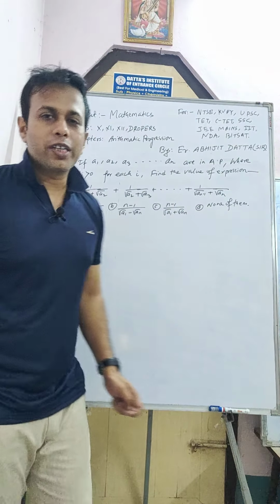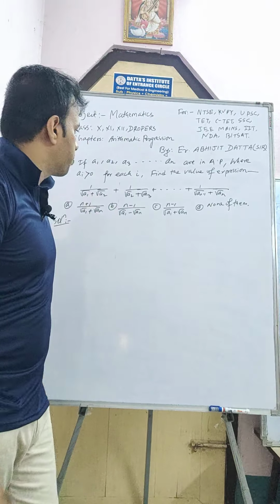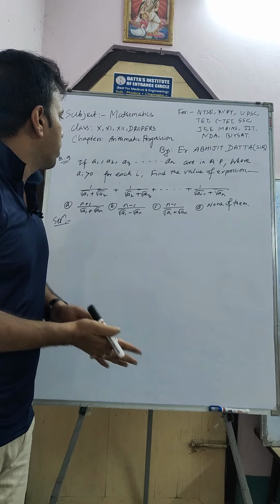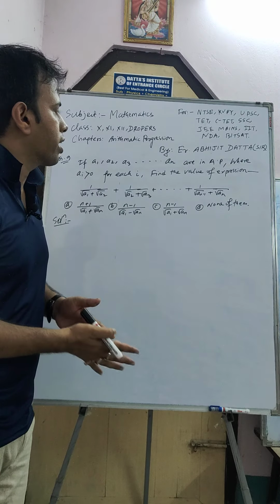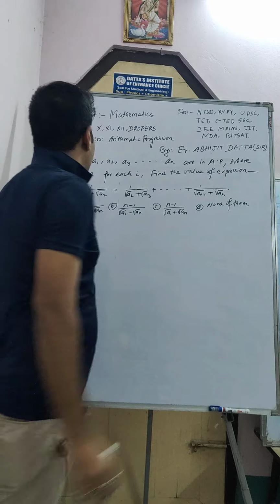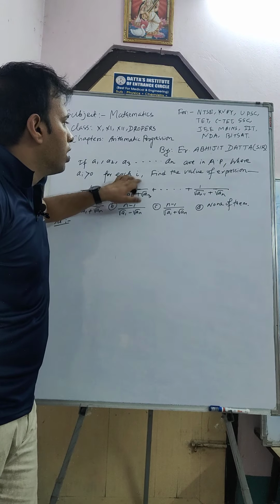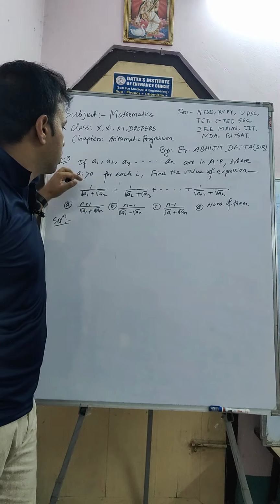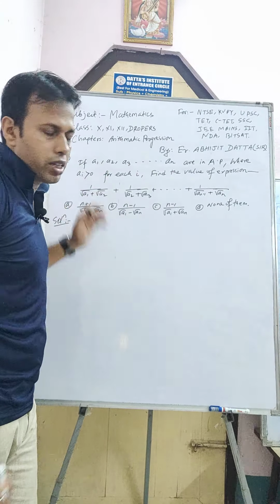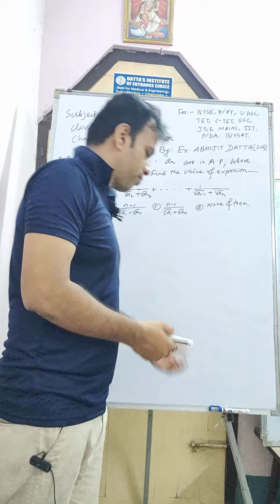Hello everyone. So another question from AP. The question is like that: if a1, a2, a3, ..., an are in AP, where ai is greater than 0 for all i, find the value of the expression. That is, this one is the expression. We have to find out the value of the expression, which option is correct. Okay, so let's try.